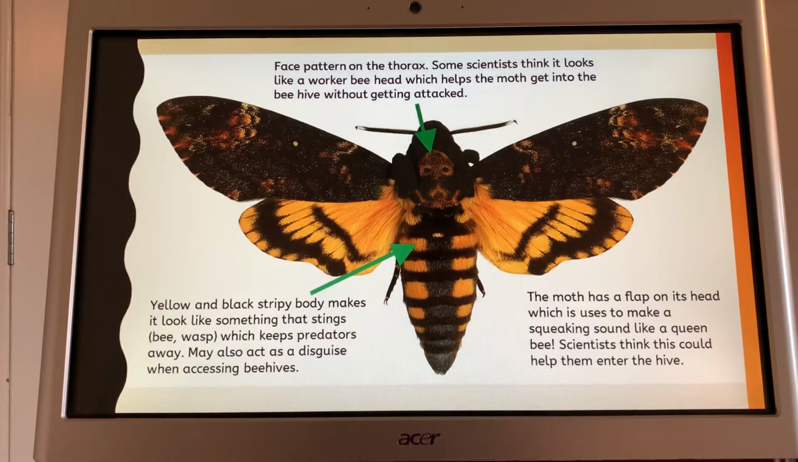The moth has a flap on its head, which it uses to make a squeaking sound, like a queen bee. Scientists think this could help them enter the hive.